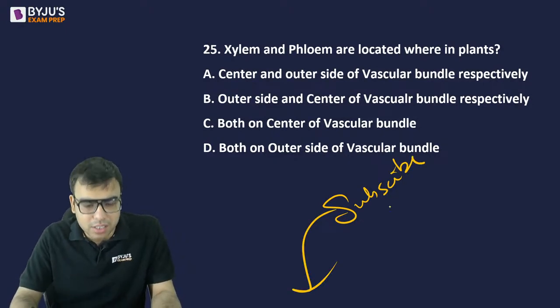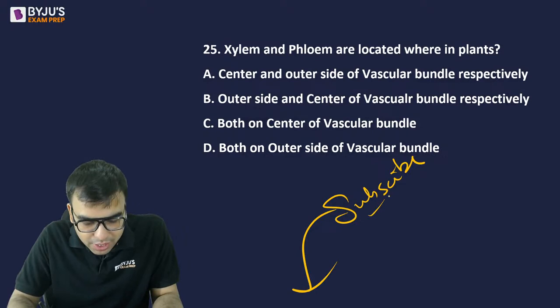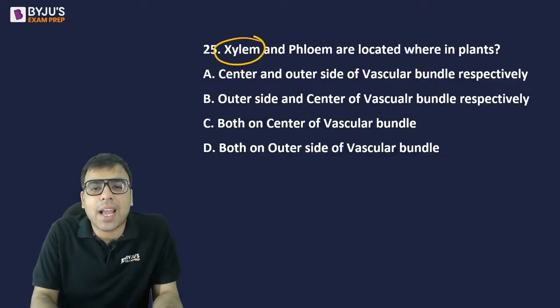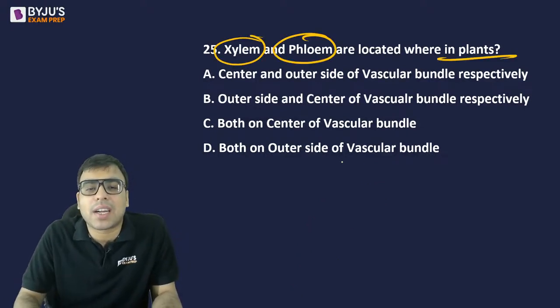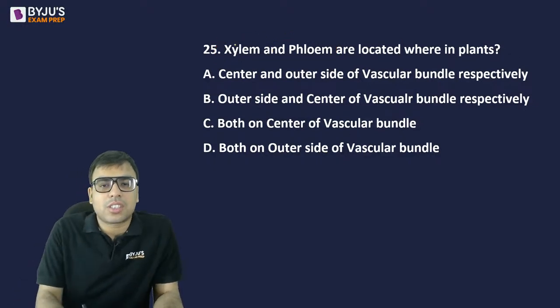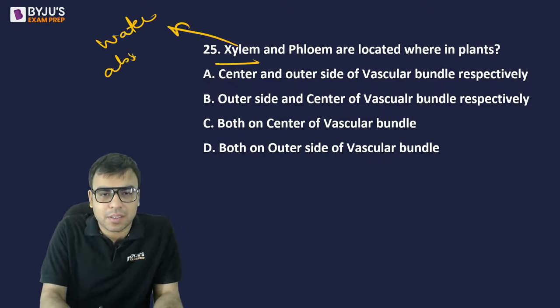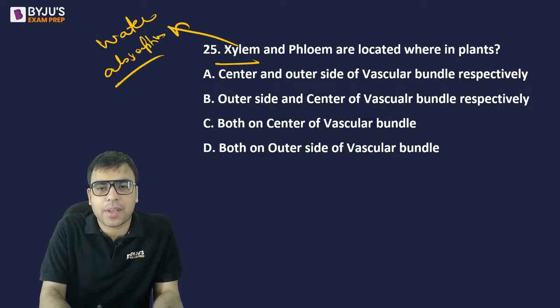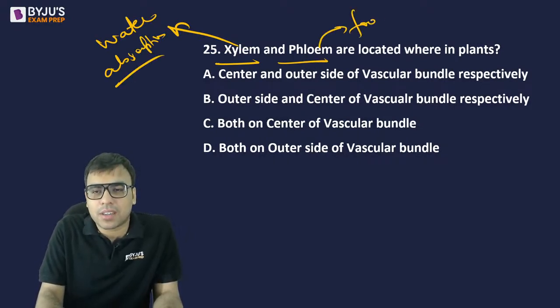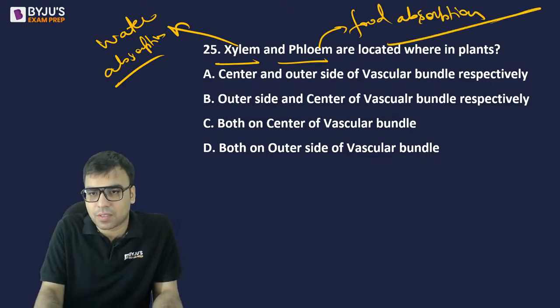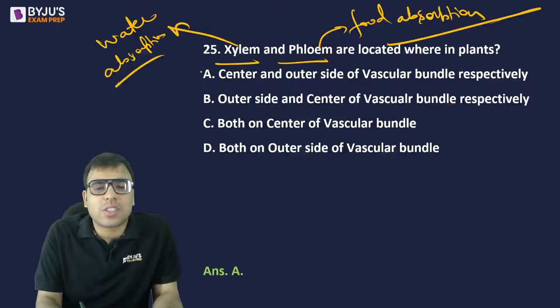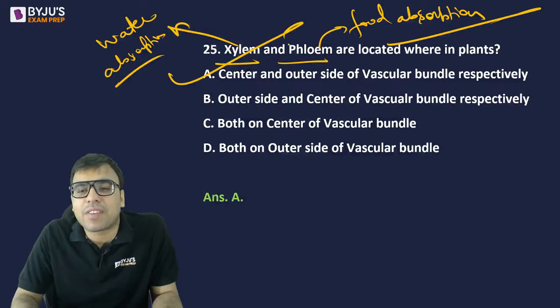Perhaps there is a session tomorrow for that. The next is: xylem and phloem are located where in plants? So xylem is used in water absorption, ठीक है, and phloem is used in food absorption, ठीक है. They are located where? The right answer is center and outer side of vascular bundle respectively.